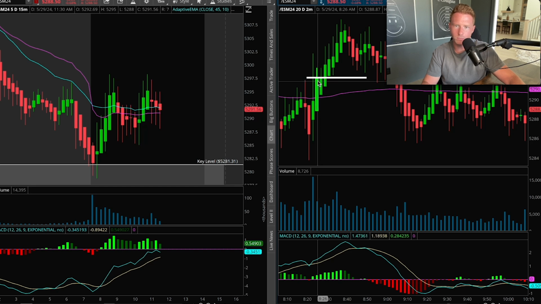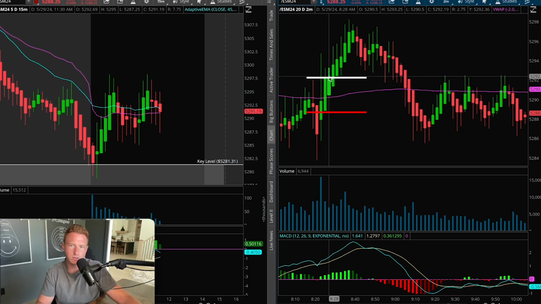I had my stop below this previous candle, right? So this is the candle I was basing the trade off of. I always put the stop right below that candle, right at 52.88. And essentially I was just targeting high of day. I didn't have a huge target. I'm more of a scalp trader.